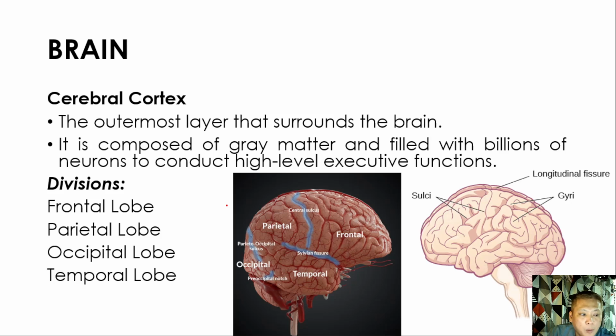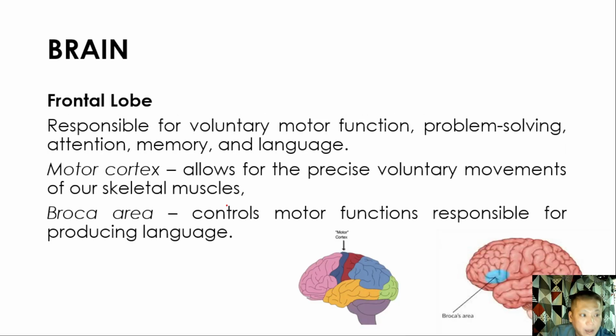So, sabi nga natin, divided to frontal lobe, parietal, occipital, and your temporal lobe. Okay? Your frontal lobe, ano daw ang trabaho ng frontal lobe? Sabi, it is responsible for voluntary motor function. Diba? Problem solving, attention, and memory, and your language, yung nasa harapan na yan. Okay? Sabi natin pa daw, motor cortex allows the precise voluntary movement of our skeletal muscle, while the Broca's area that controls, yun nasa may gitna po yun, control motor function responsible for producing language.